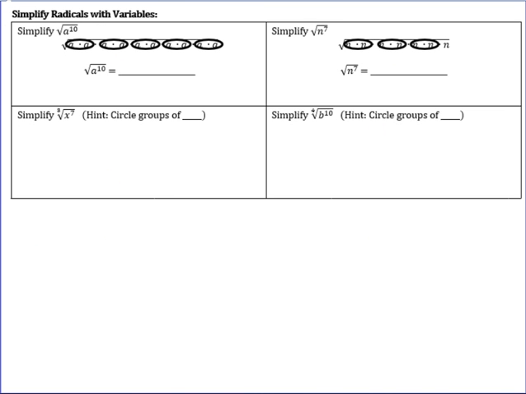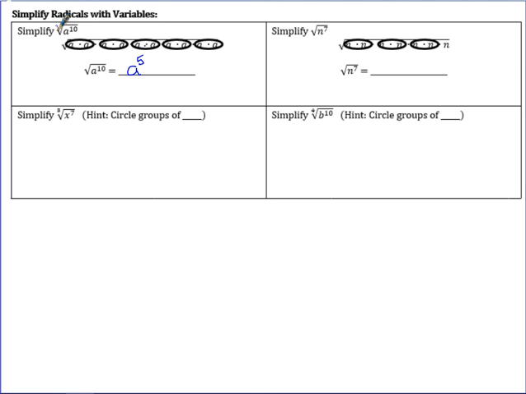So again, this is something you did in Algebra 1. A couple different ways that you can look at it or think about it. I'm going to show you some, and then you pick the one that makes the most sense to you. So simplify the square root of a to the 10th. So here we wrote out 10 different a's and circled groups of 2, and there are 1, 2, 3, 4, 5 groups. So the square root of a to the 10th would be a to the 5th power. The other way to do it is just to divide by whatever the index is.